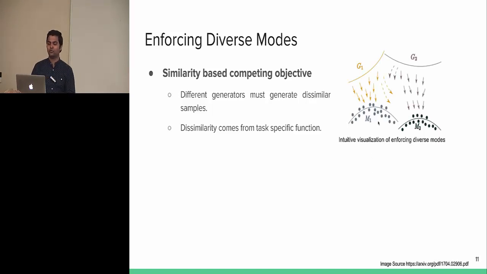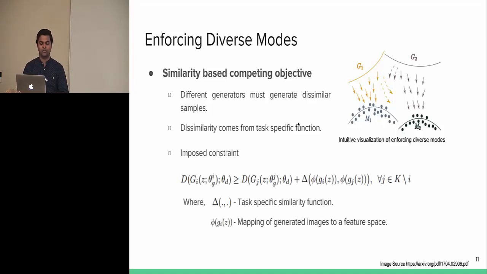So here is the intuition. Suppose you have a target distribution where there are two modes and you have two generators, then the way you want to train these generators is to force one generator to one mode and the second generator to the other mode. To do this, the constraint that they have imposed is as follows. So let's look at it part by part.